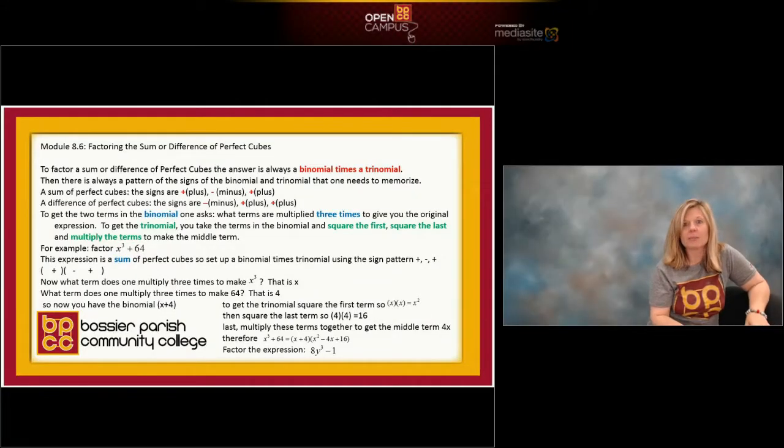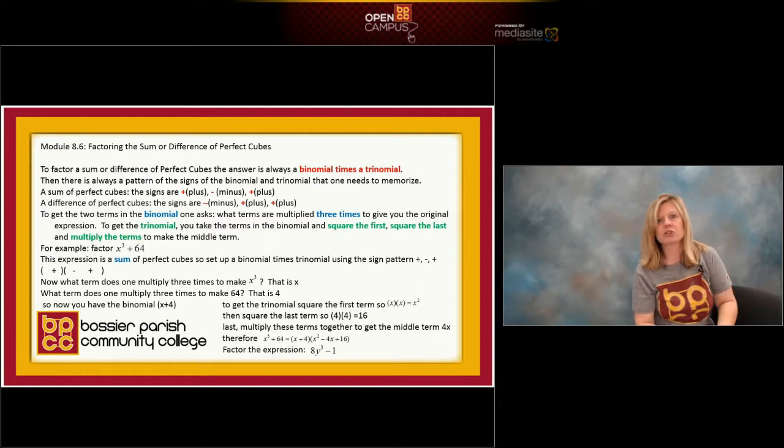All right, let's talk about how you factor an expression that is a sum or difference of perfect cubes. First thing you need to memorize is what the answer is always going to look like. When you factor a sum or difference of perfect cubes, the answer is always going to be a binomial times a trinomial.